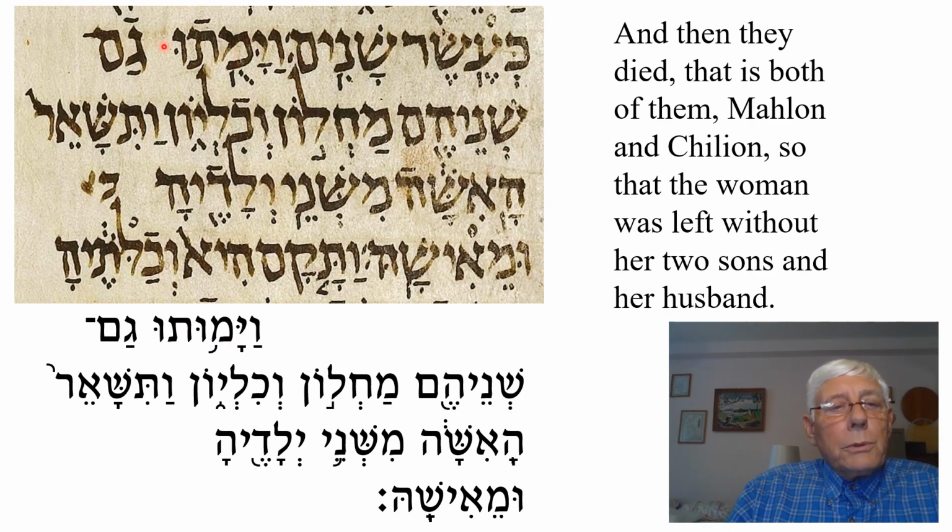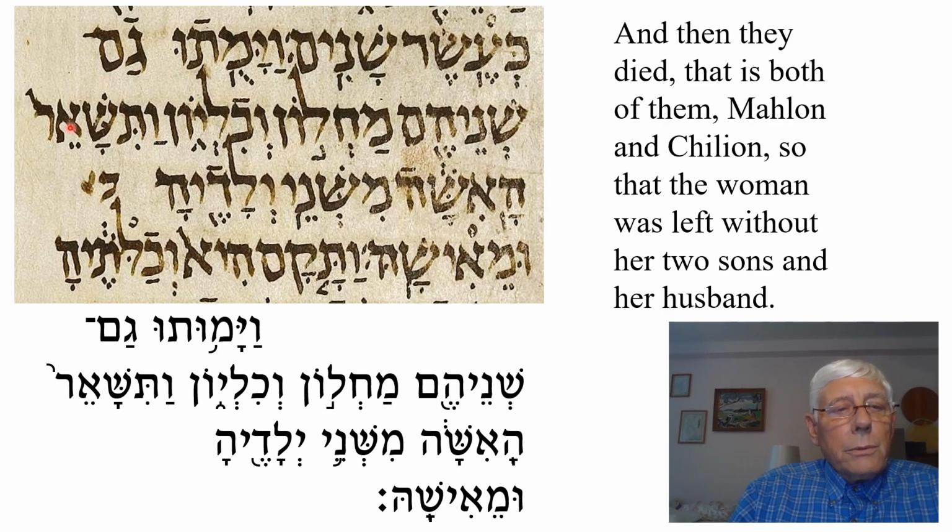So, Vayamutu gam shenehem, the two of them, and these are the names mentioned here: Machlon, Chilion, the sickly one, the one with very smooth skin, and Chilion, the one who's worn out, either depressed, emotionally, physically, both, because he eventually died. So it says right here, both of them died. Machlon, Chilion.